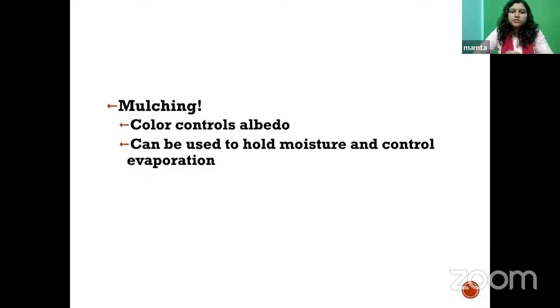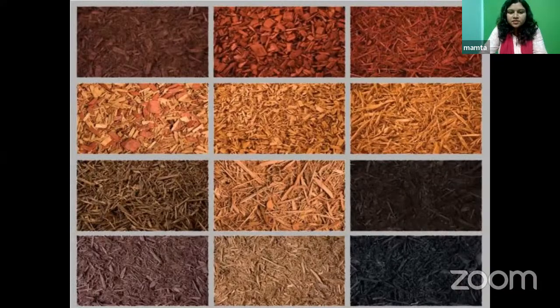Bare surface soil easily gets large variations, easily reaching the maximum temperature and easily the minimum temperature. When we do mulching, there will be a gap or a hindrance, so there will not be that much variation. It tries to optimize that. That is why mulching is important. It can also be used to hold moisture and control evaporation. You can see here the different types of mulching material.